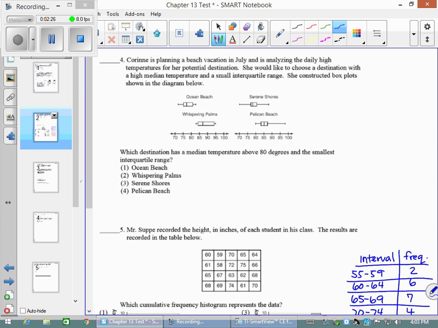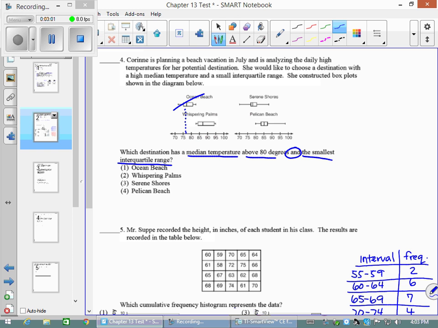Question 4 is giving us a few different box plots and asking us to determine which destination has a median temperature above 80 degrees and the smallest interquartile range. So we're really looking at 2 things here. So first I might look, all right, well, which one has a median above 80? So the median is always going to be the line that's drawn through the box, not the outer edges. So I can see Ocean Beach, the median here, if I look down, it's a little bit over 75, but it's definitely not above 80.